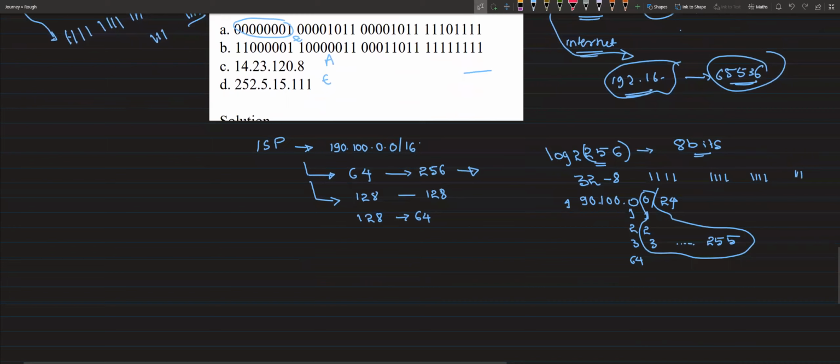So in total, how many addresses are gone here? 64 customers times 256, so a total of 16384 addresses I am using, correct? Can you tell me in the same way for the second customer?